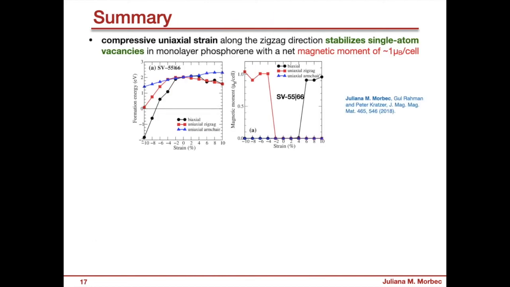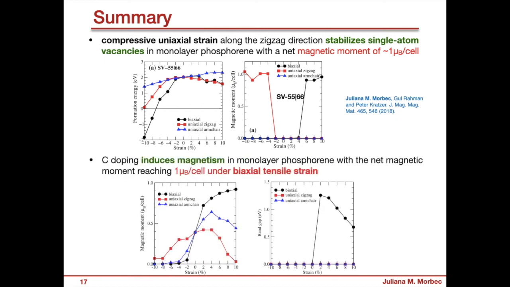So, summarizing what I presented here, you saw that you can have a stable magnetic system in monolayer phosphorene if you combine single atom vacancy with uniaxial strain along the zigzag direction. It's possible to have a magnetic moment of about 1 millibor per cell by combining single atom vacancy and compressive strain along the zigzag direction. And you can also induce magnetism in monolayer phosphorene when you dope with carbon atoms and combine it with biaxial tensile strain.